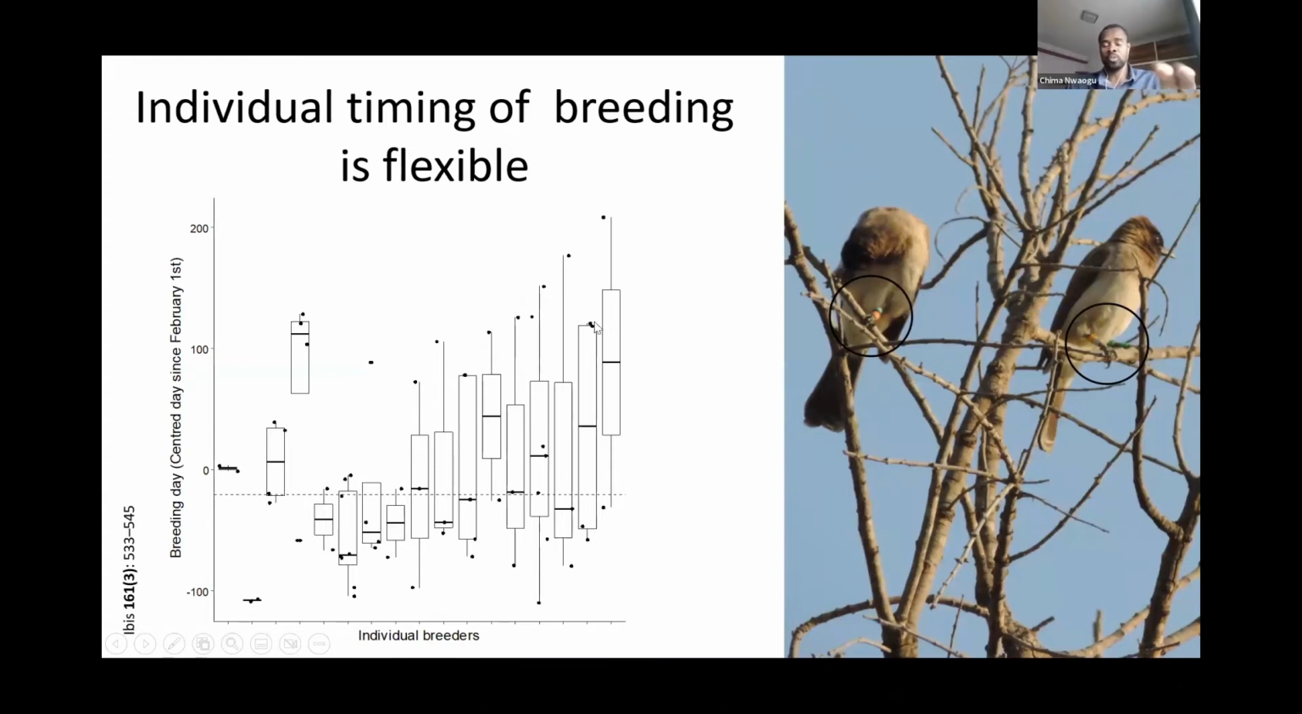It was not as if we had a population breeding in one part of the year and another population at a different part. So individuals can breed at any part of the year. And we were able to know this because we color-ringed the birds and we can see the same individual breed again and again within the same year.